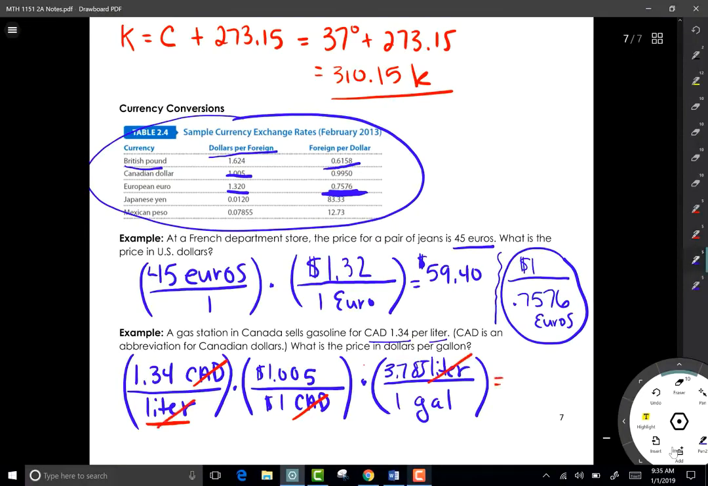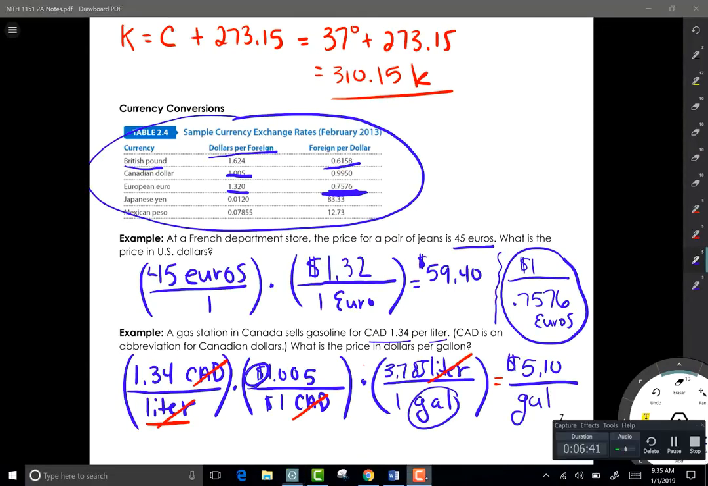When I multiply all that out on my calculator, I'm going to put 1.34 over 1 times 1.005 over 1 times 3.785 over 1. I'm going to multiply that all together, and I'm going to get $5.10. That's what's left on the top is the dollars. And on the bottom, what's left is gallons. So I can say per gallon because that's downstairs. So that concludes our lesson for Introduction to Unix.